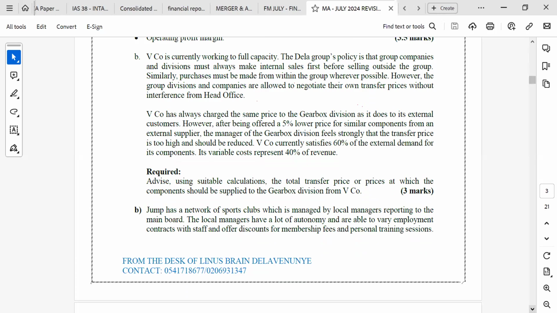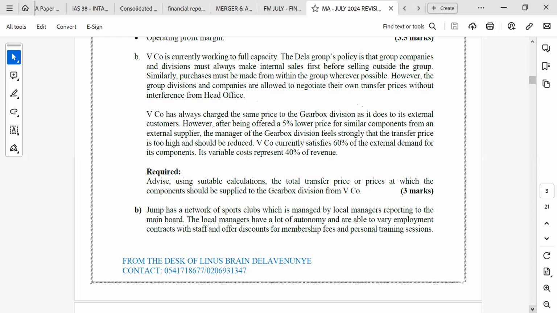VCO has always charged the same price to the gearbox division as it does to its external customers. However, after being offered a 5% lower price for similar components from an external supplier, the manager of the gearbox division feels strongly that the transfer price is too high and should be reduced. VCO currently satisfies 60% of external demand for its components. Its variable cost represents 40% of revenue.